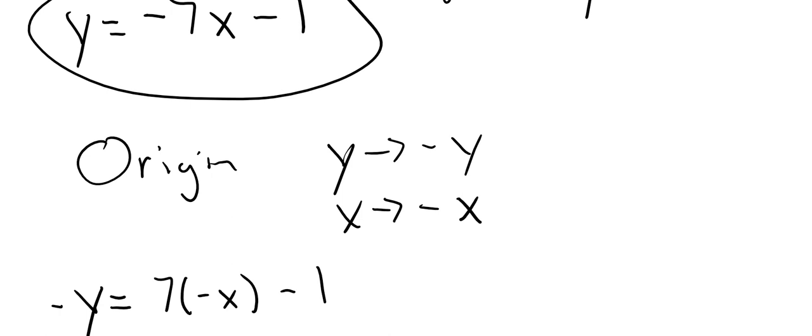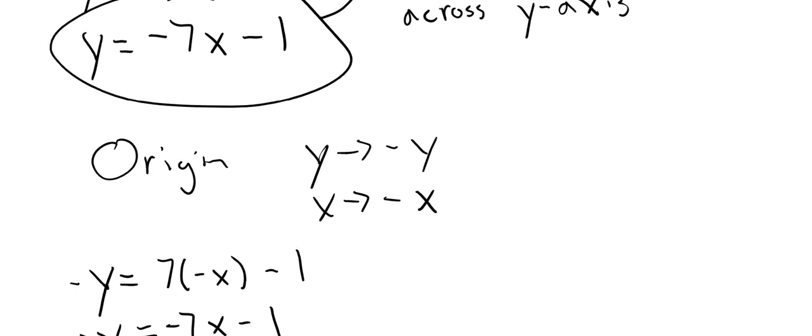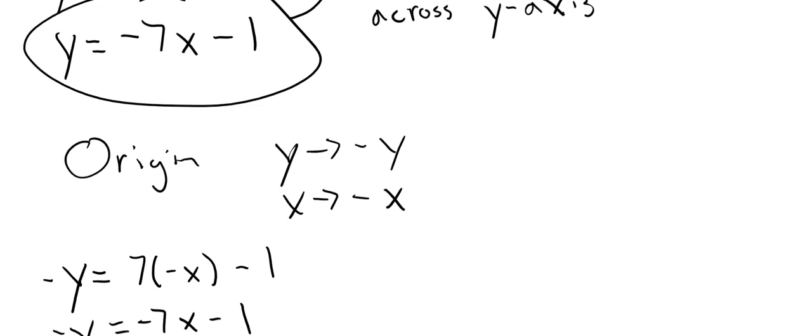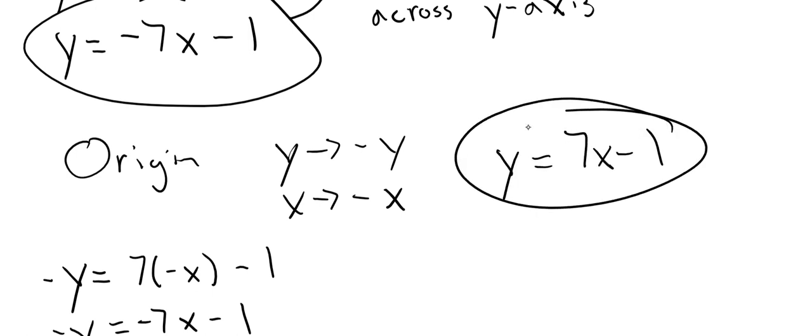So let's just take a couple steps here. So negative 7x minus 1. However, when we divide by that negative 1 on the left side to make it a positive y, we get the positive 7x, this is good. However, we get a plus 1. And what we started with here was y equals 7x minus 1. So still, these are not equivalent. So we are not symmetric across the origin either. So unfortunately, this one is none.